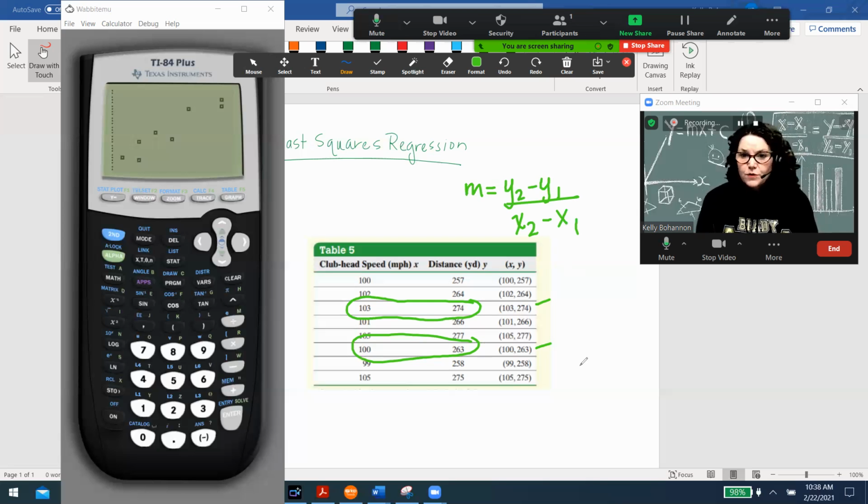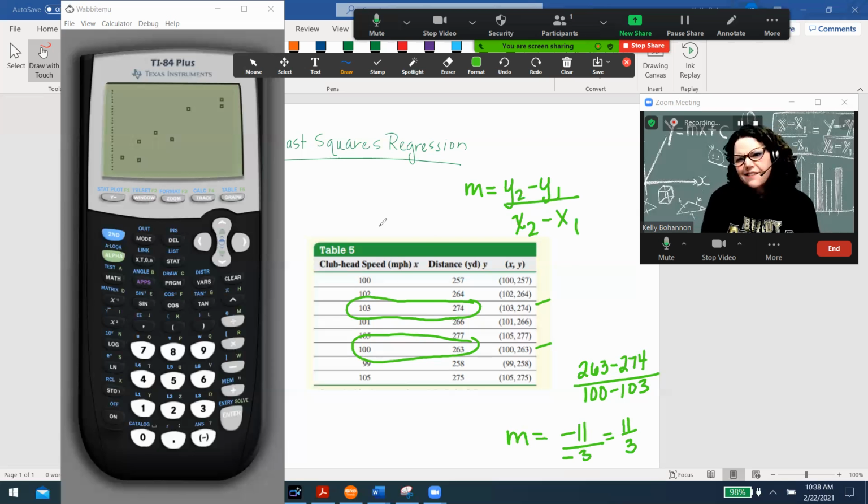So I'm going to do 263 minus 274 over 100 minus 103 to find my slope. That gives me negative 11 over negative 3. So, 11 thirds.